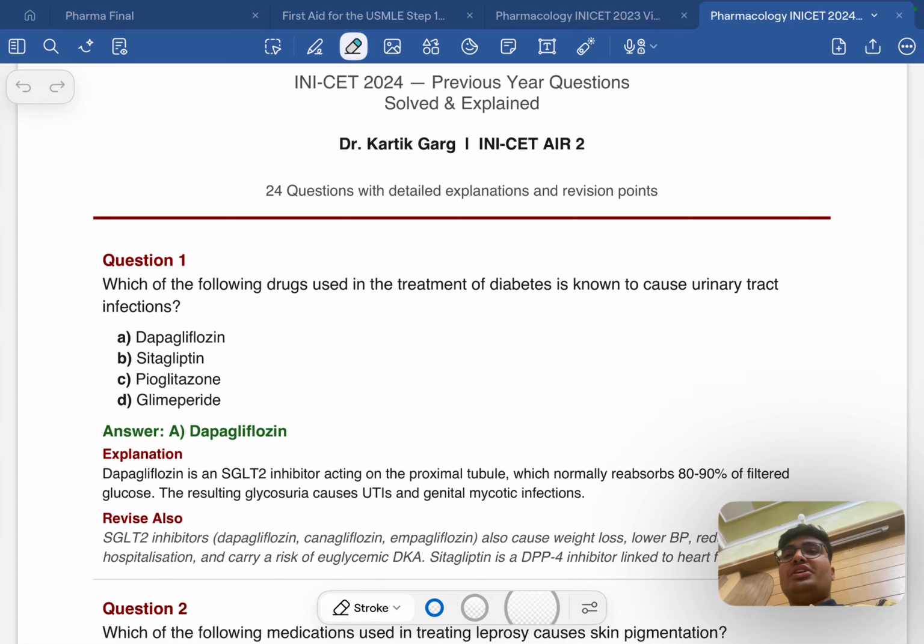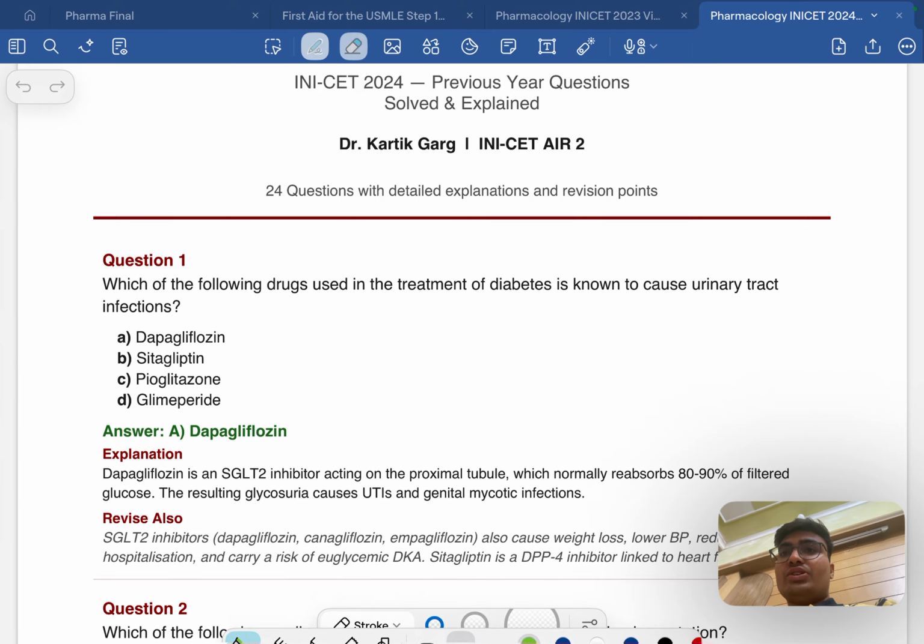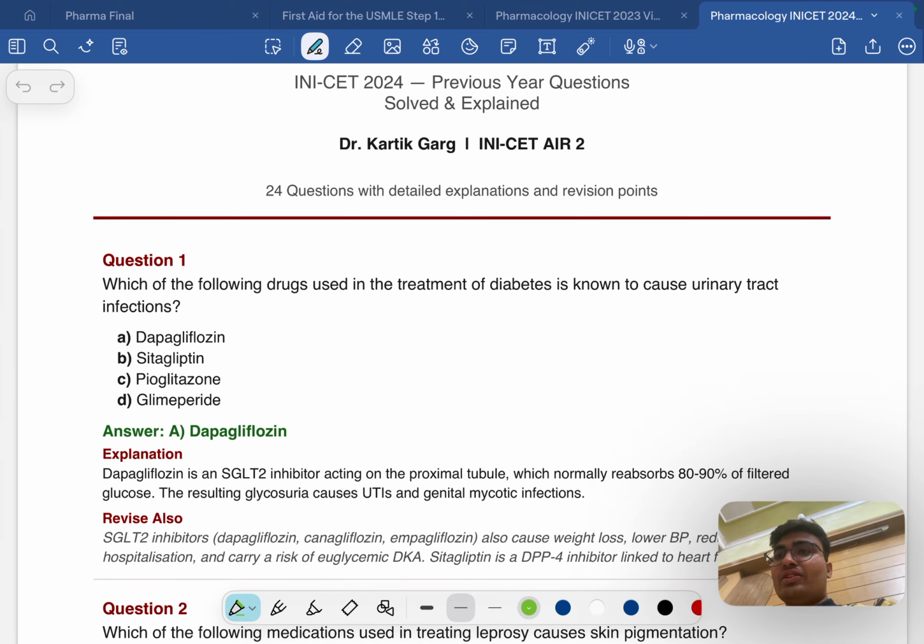Okay, so continuing in this series, we'll now be discussing questions from the 2024 NEET pharmacology paper. The first question is: which of the following drugs used in the treatment of diabetes is used to cause urinary tract infections? Your options are gliflozins, gliptins, pioglitazone and glimepiride. Even if you don't know the answer at first, you can guess it from the mechanism of action of these drugs.